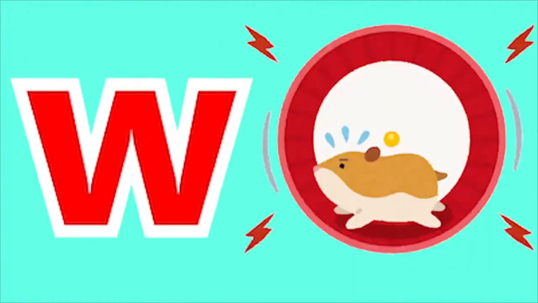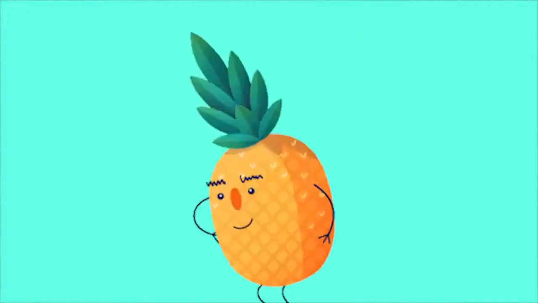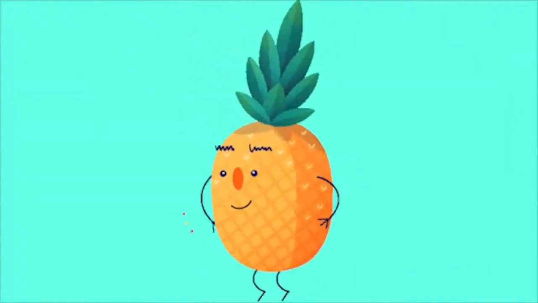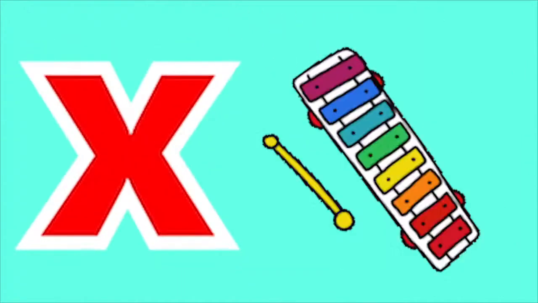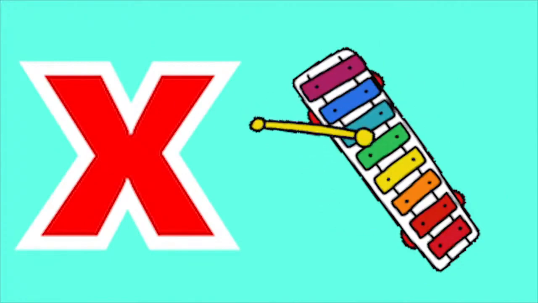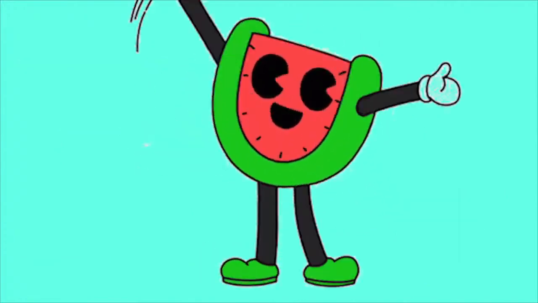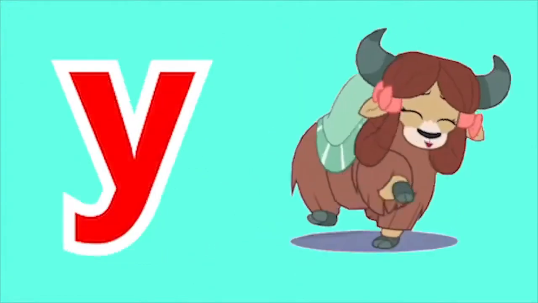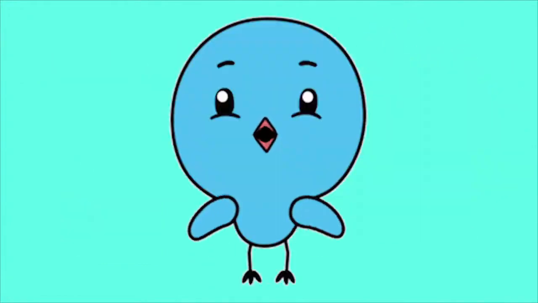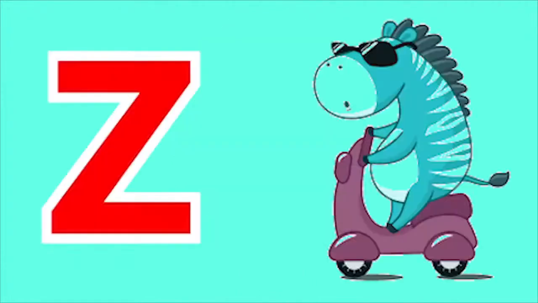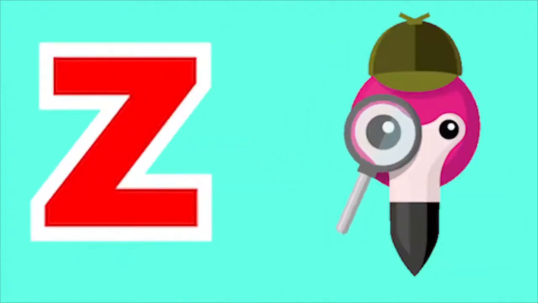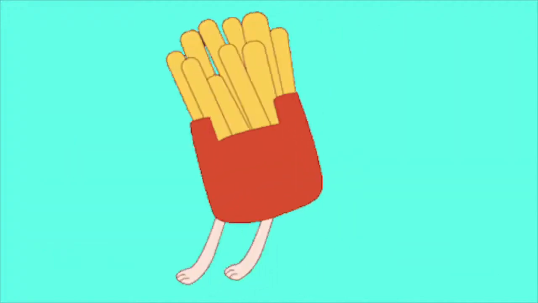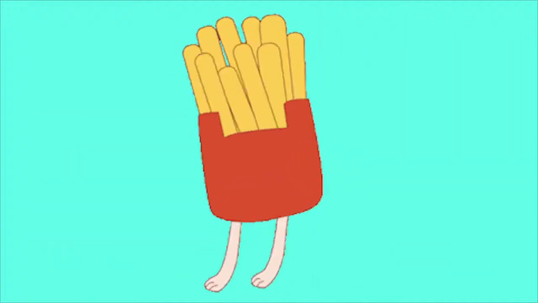W for window and W for wheel. W, w, w. X for Xmas tree, X for xylophone. Y for yacht and Y for yard. Z for zebra and Z for zoo. Z, z, z.